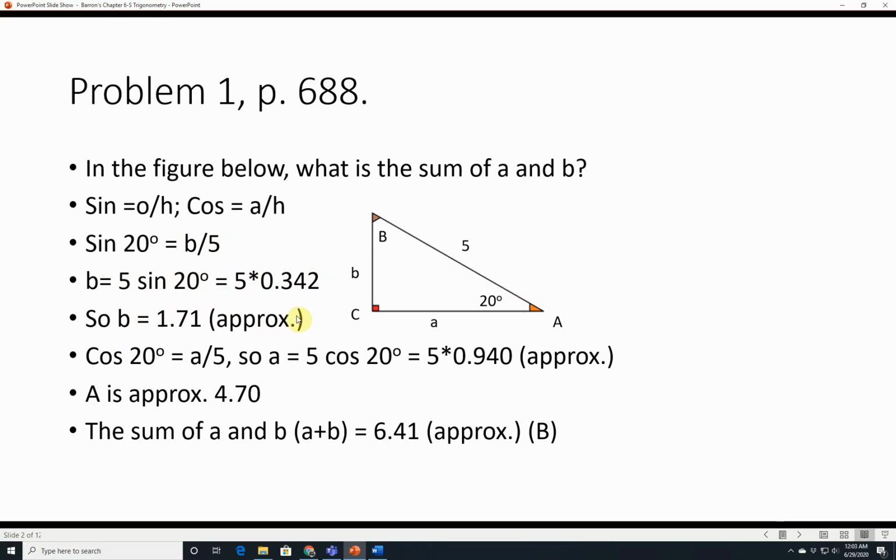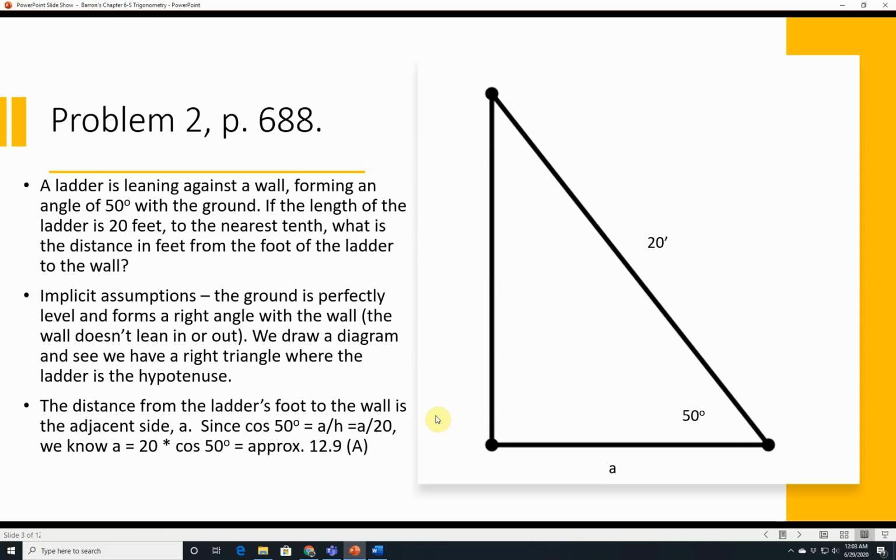is 1.71 approximately. The cosine of 20 degrees would be the adjacent, this over the hypotenuse, so that's equal to a over 5, so a is equal to 5 times cosine of 20, 5 times approximately 0.940, so a is approximately 4.70. The sum of a and b, a plus b, is equal to 6.41 approximately, which is answer choice B.